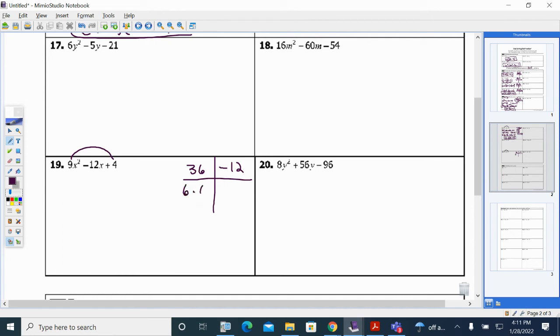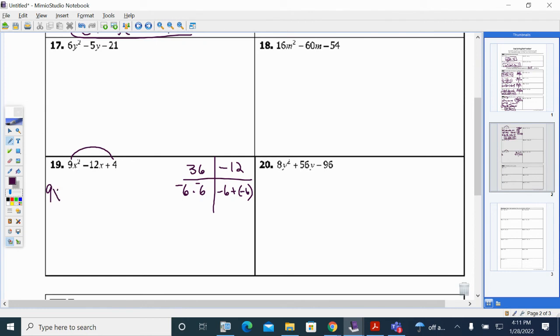Immediately, I'm thinking 6 times 6. 6 times 6 is 36, but 6 plus 6 is a positive 12. But if I make them both negative, negative 6 times negative 6 is a positive 36, and negative 6 plus a negative 6 is a negative 12. So those are my two numbers.